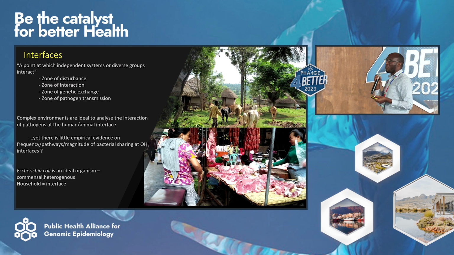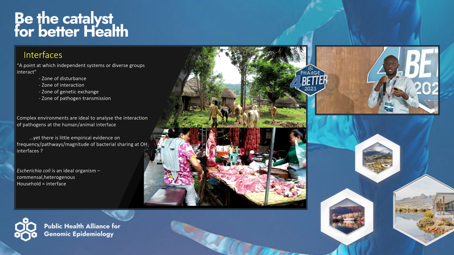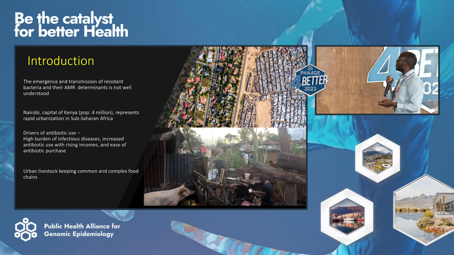However, there's very minimal evidence regarding the frequency, the pathways, and the magnitude of transmission of pathogens across these One Health interfaces. And E. coli is the perfect organism for that. It's heterogeneous, at the same time, a commensal. For example, this is an example of an interface in Western Kenya where you see people living with livestock in the same household. Another interface in Southeast Asia, you see humans and animal source foods come into contact.